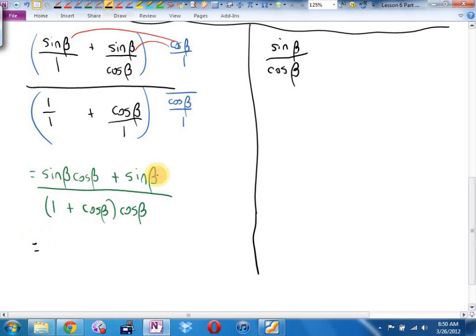GCF on the top. And I'd have a cos beta plus 1 over. There would have been a GCF on the bottom if I had multiplied it out, but I was clever. Since nothing canceled, I said, you know what, just leave it in factored form. Drop the 1s.